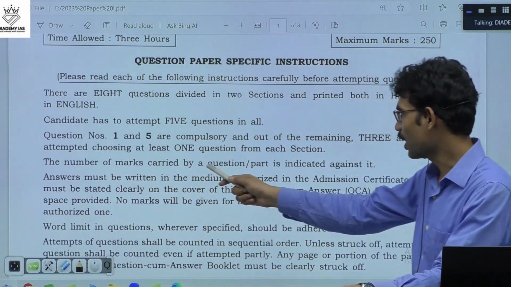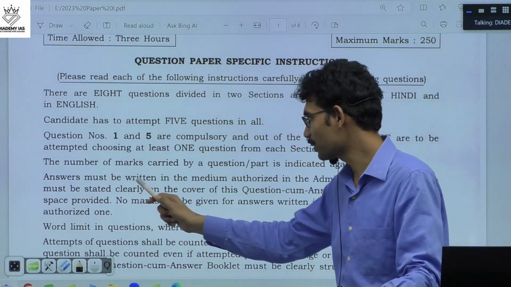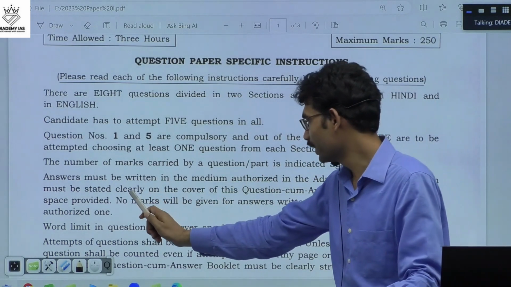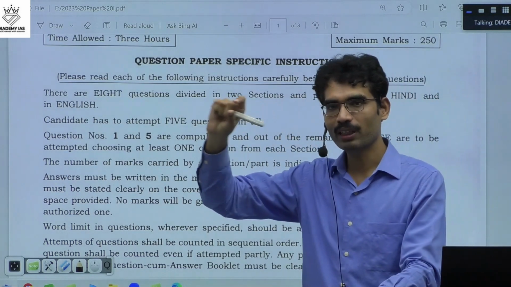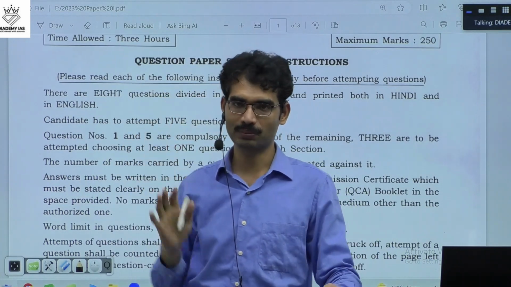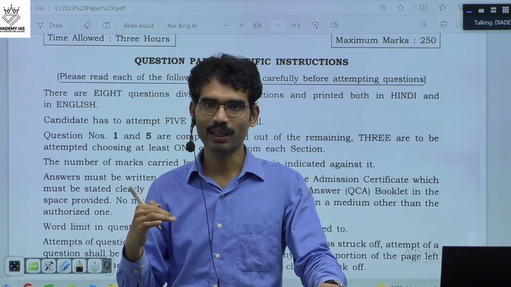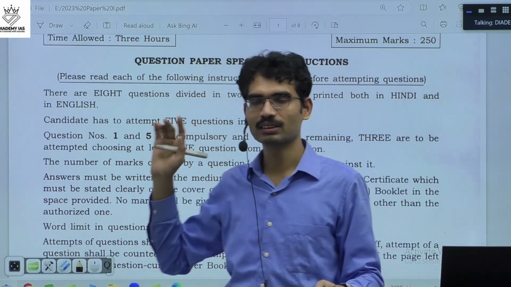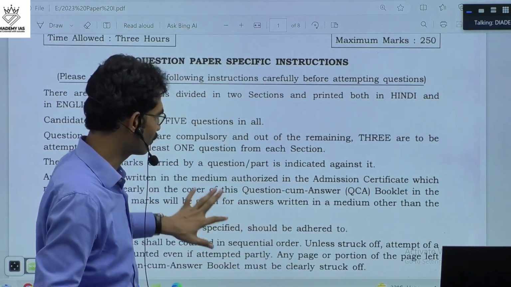The number of marks carried by a question is indicated against it. Answers must be written in the medium authorized in the admission certificate, in this question-cum-answer booklet. A question will be given and some space will be given. You have to write only in that space. 10 marks means 1.5 pages, 15 marks 2 pages, and 20 marks 3 pages. You have to fill the space. You cannot write extra, so you have to follow this very carefully.